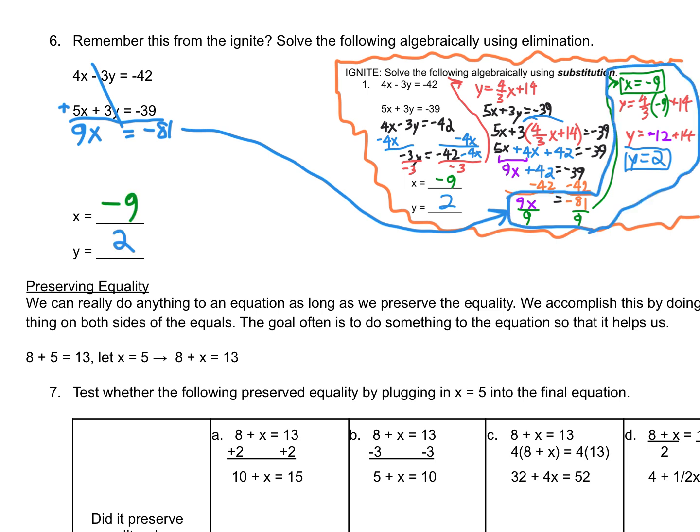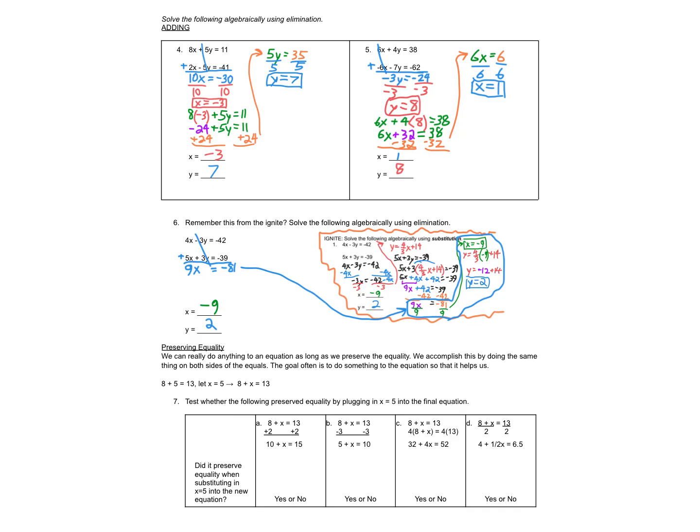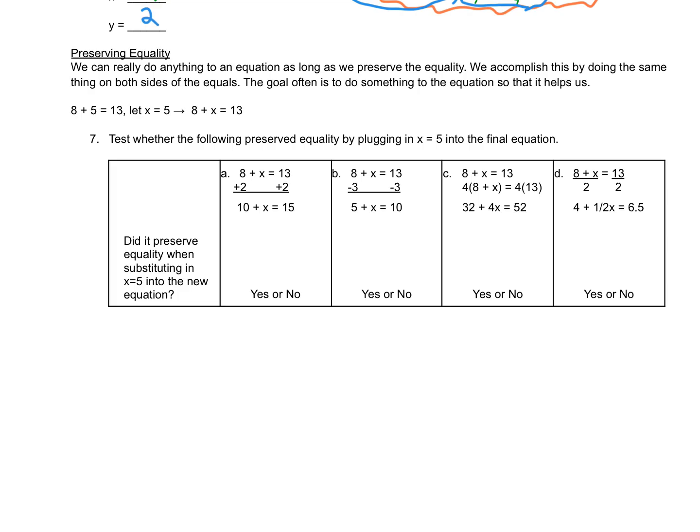So elimination is pretty handy when my variables are lined up with each other, typically when both of them are in standard form. Really, you could use it in any form as long as your variables are lined up with each other. Remember, I need to have a positive and negative version of the same number and letter so that when I add them together, one of the variables eliminates. Now let's take a look at preserving equality.